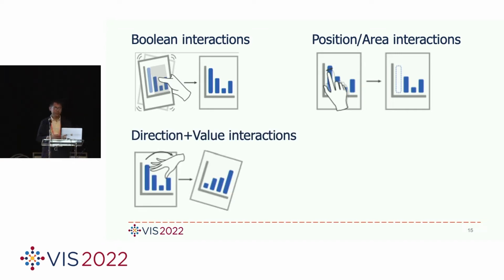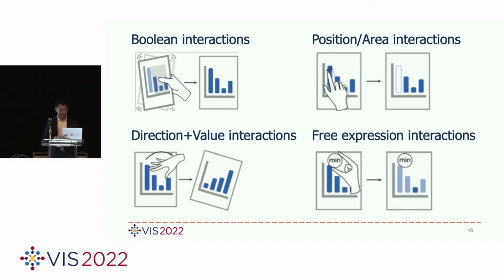And the third one is direct plus value interactions. They act with directions to execute commands with directional information, such as I can rotate left or right to sort ascendingly or descendingly. Lastly, we have free expression interactions, which allow users to act freely and perform some advanced commands.